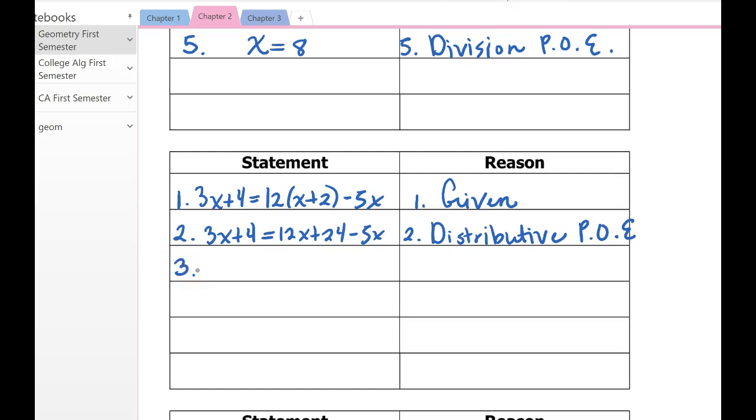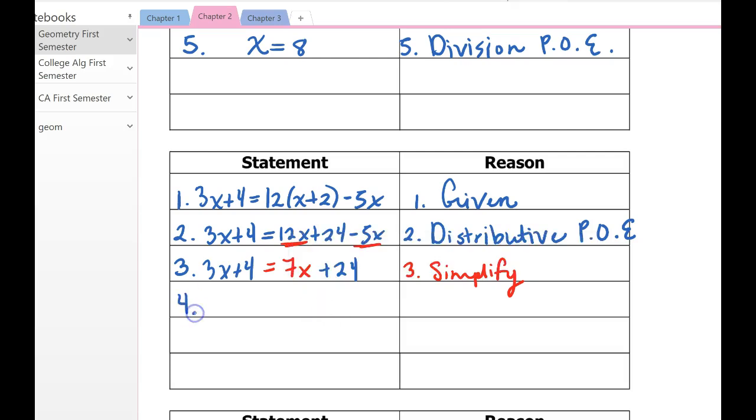All right, number 3. What would we do next? Add 12x and negative 5x, right? So that would equal, what, 7x? Okay, so I have 3x plus 4 equals 7x plus 24. What allowed us to do that? Simplify. Can sometimes be the toughest to name just because we didn't do it to both sides of the equation. We just did it to one. But yeah, we simplified.